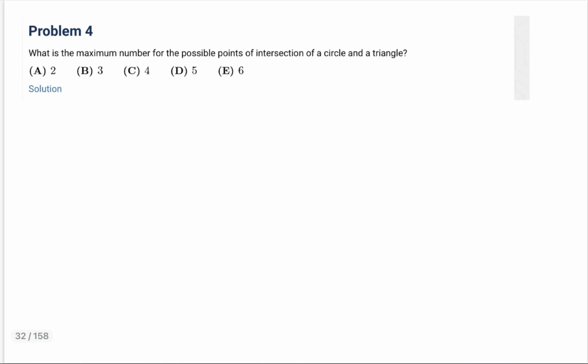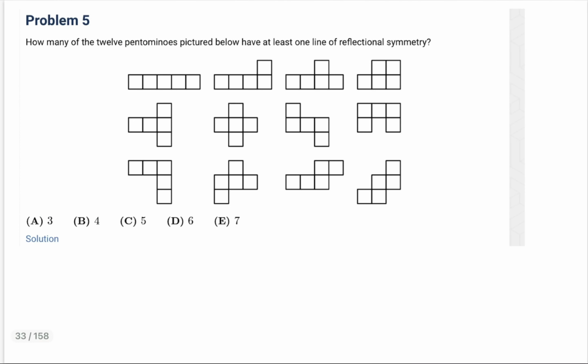Problem number 4: what is the maximum number of possible points of intersection of a circle and a triangle? The maximum is obviously 1, 2, 3, 4, 5, 6 points. So it's E.